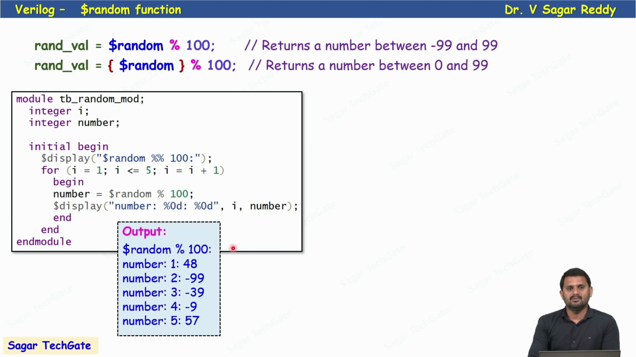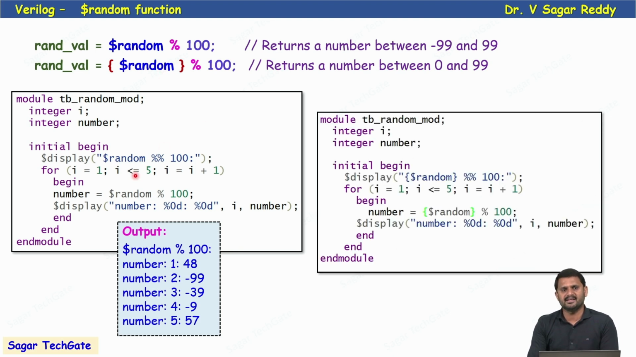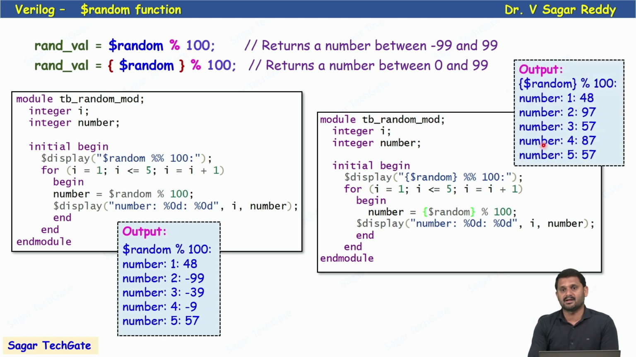Clear? Now the same way, if you use the concatenation operator. In this example, everything is the same, but I'll use the concatenation operator. Inside that I'll write this $random. I call this $random 5 times by using this for loop. Now it generates 5 random numbers. What are the random numbers? Those are 48, 97, 57, 87, 57. All are positive numbers only, whereas here simple $random generates negative numbers. If I use the concatenation operator, then it generates only positive numbers.